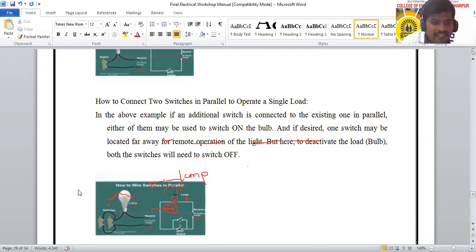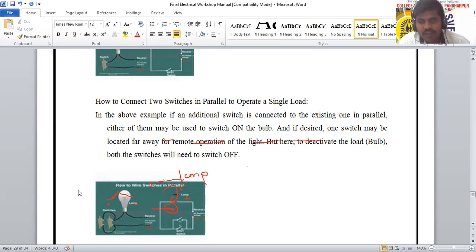It is called staircase wiring. Staircase wiring is nothing but a staircase type of wiring. In that, one load can be controlled by using two switches, or a single load can be controlled by using two switches. So see, and if desired, one switch may be located far away for remote operation of the light. But here, to deactivate the load bulb, both the switches need to be switched off.